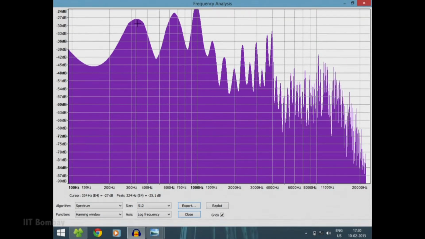So you can see that there are differences in the frequency domain, and you can actually appreciate the differences between the guitar and the violin when you look at things in the frequency domain. In the time domain, things were not very clear.